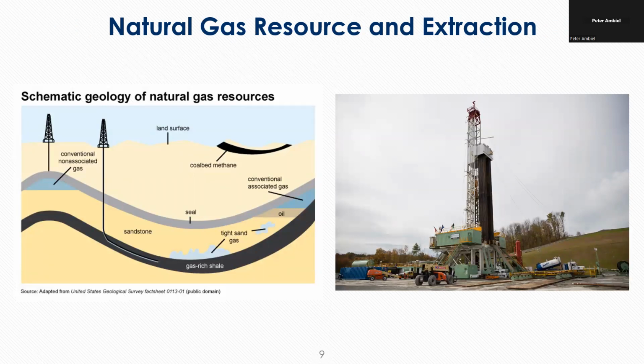Okay, what about natural gas? So natural gas resource extraction, we can divide into two types. One is known as conventional, and the other as unconventional. So you can see conventional gas extraction looks something like this, where you have pockets of gas that you can drill basically straight into in order to extract. And that had been common for many decades.